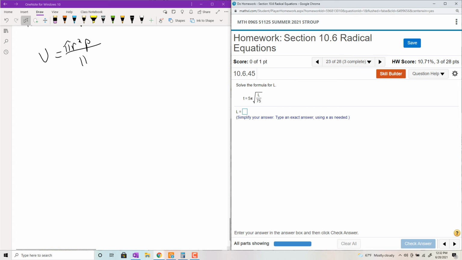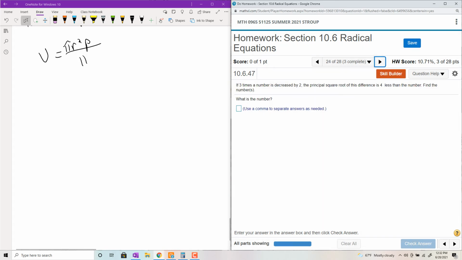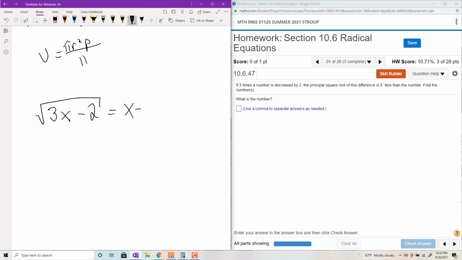More of the same sort of stuff. Weird story problem. 3 times a number is decreased by 2. The principal square root of this difference is 4 less than the number. Find the number. So it's just a matter of setting up your equation. Square both sides. Got a FOIL on the right.